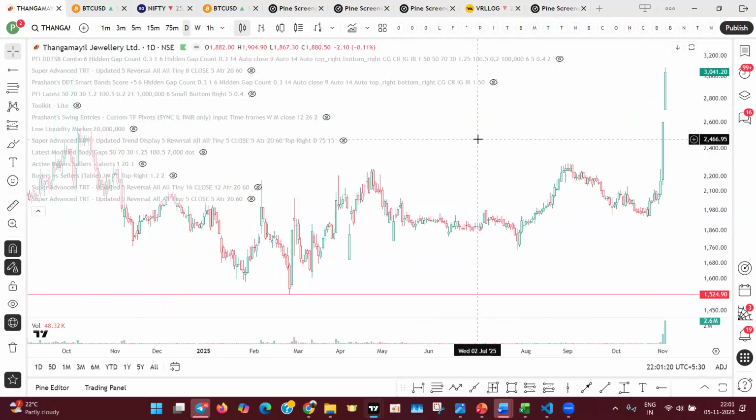Making a screener on smart bands is not possible because it is multi-time frame, and because it has multi-time frame functionality, the screening which is available right now does not support that kind of indicator. It shows errors. So using smart band for screening is not possible for now. I had tried that.